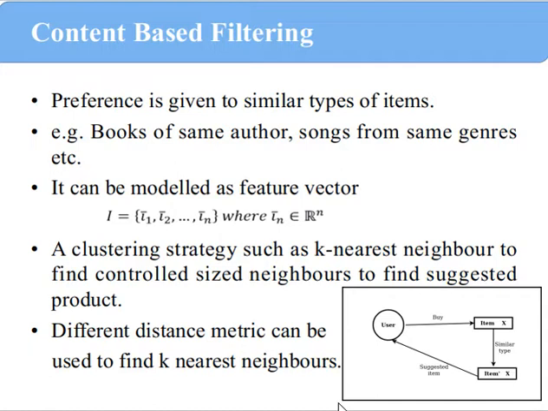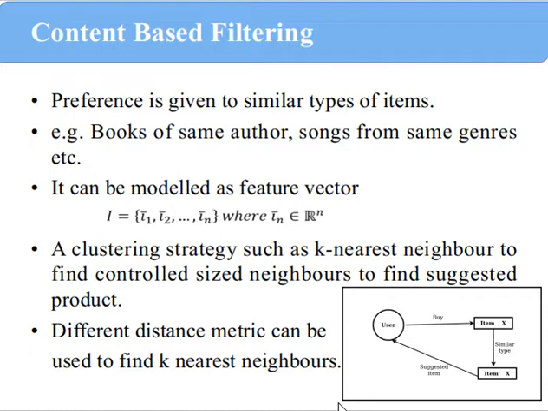Now it can be modeled with this set. So here we have the item list I, from I1 to IN. Each item consists of several elements, and each item consists of several features based on which the item gets evaluated. In this specifically content-based filtering, a clustering strategy such as k nearest neighbor is used to find a controlled size of neighbors to find a suggested product.